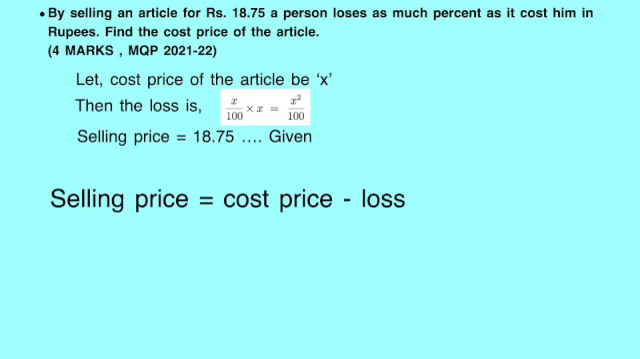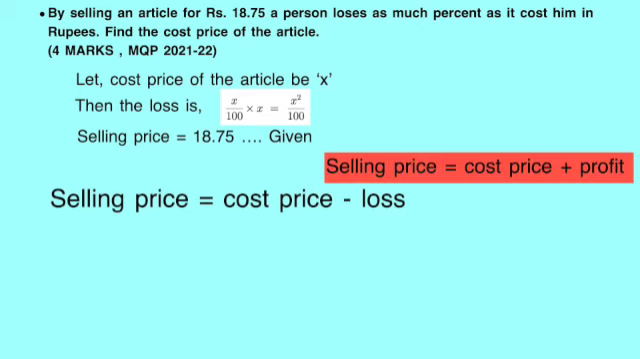Suppose if this is a case of profit, then selling price is equal to cost price plus profit. When you add profit to the cost price, you get the selling price. When you subtract loss from the cost price, you get the selling price. Therefore, there are two ways. When the profit is there, you have to add.